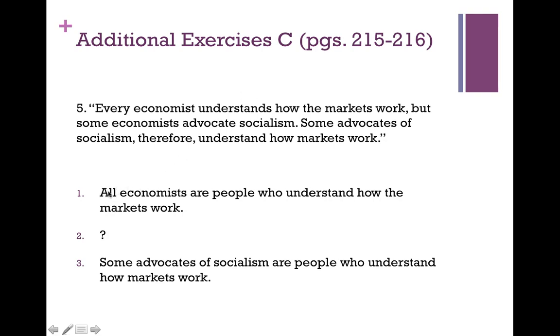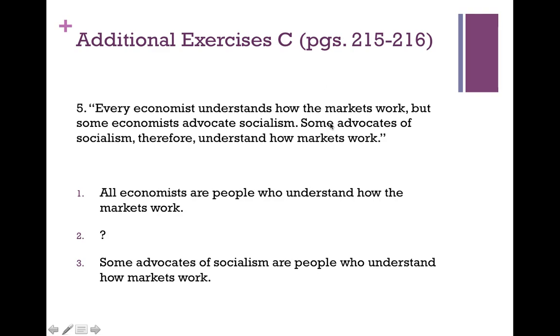Notice we have our quantifier here, one of our standard 4. Economists, that is a class. We have our copula here, and then people who understand how the markets work. And notice that the major term lines up in both the major premise and in the conclusion. Now all we need to do is figure out what the minor premise is.